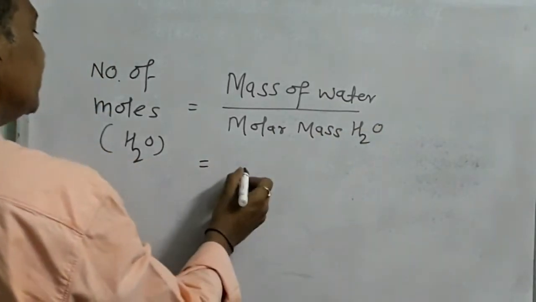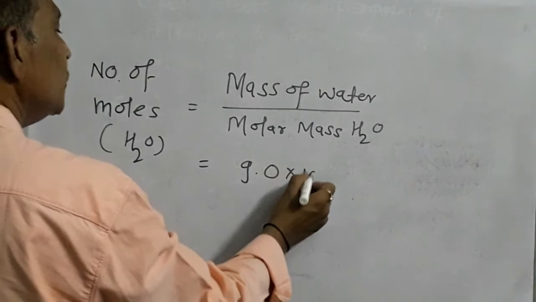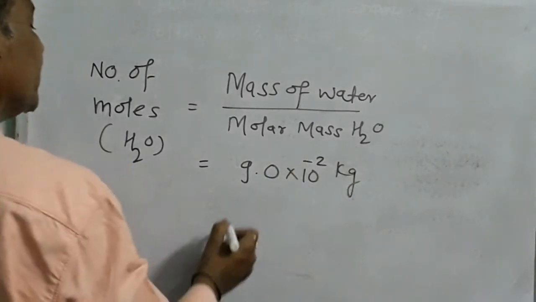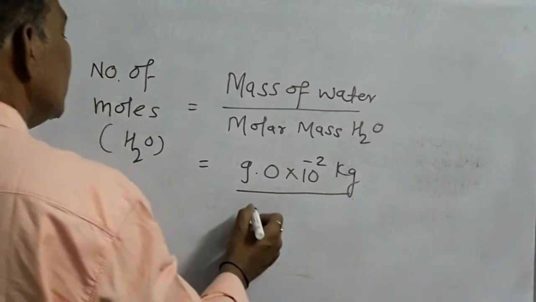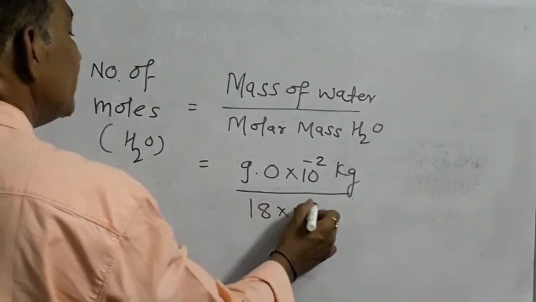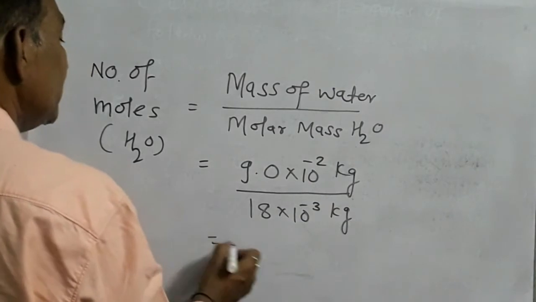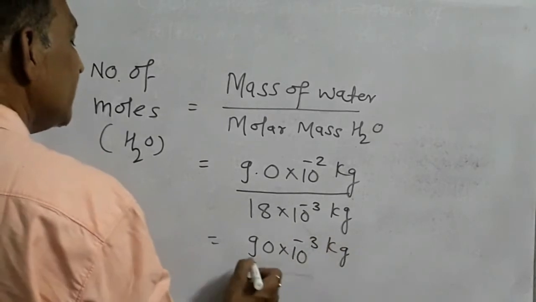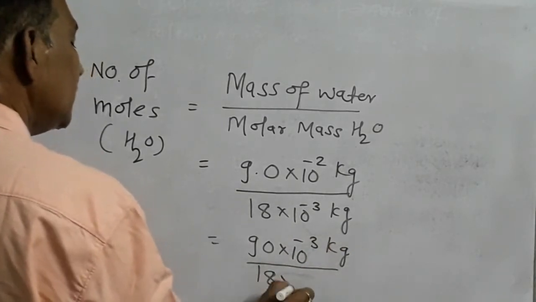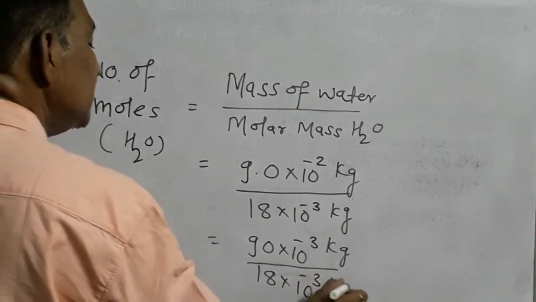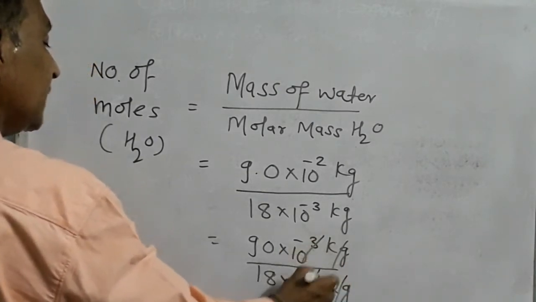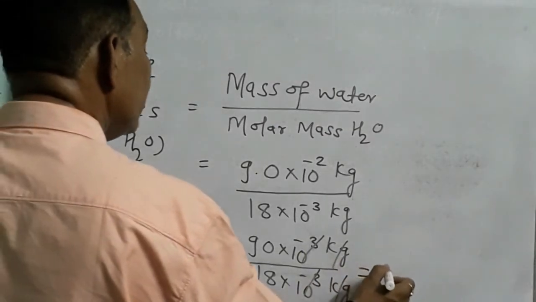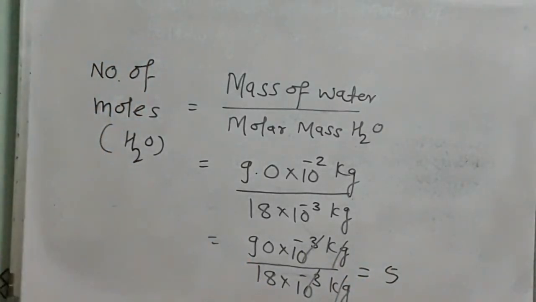Now the mass of water given is 9.0 into power of 10 minus 2 kilogram divided by molar mass of water, 18 into power of 10 minus 3 kilogram. So this can be written as 90 into power of 10 minus 3 kilogram divided by 18 into power of 10 minus 3 kilogram. So again this minus 3 and kilogram will cancel and we are left with 5. So dosto, the answer of the second question is 5.